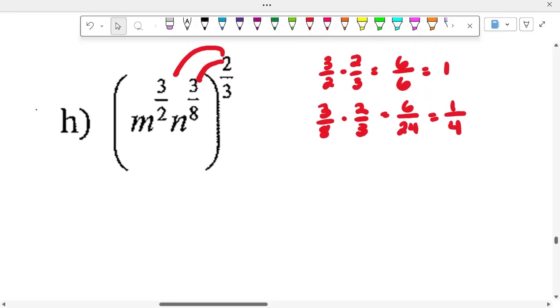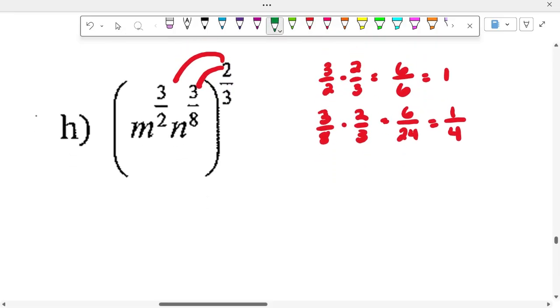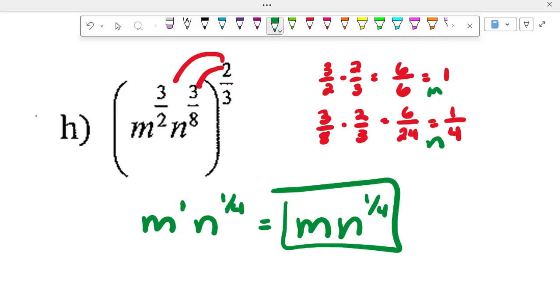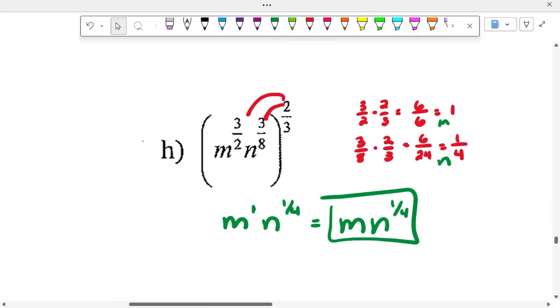I'm just going to put them back with their respective values. So this one was an m. This one was an n. So my answer is m to the first, n to the 1/4. I'll also just write as m, n to the 1/4. So make sure you know your fraction operations. But again, calculators are your friend. Just make sure you convert them to fractions. I do not want decimals. All right, no decimals in the exponents. I want fractions only. So if you do in your calculator, just make sure you convert.